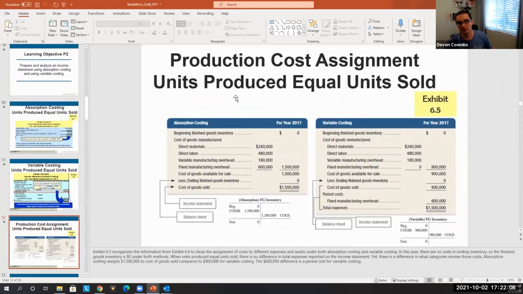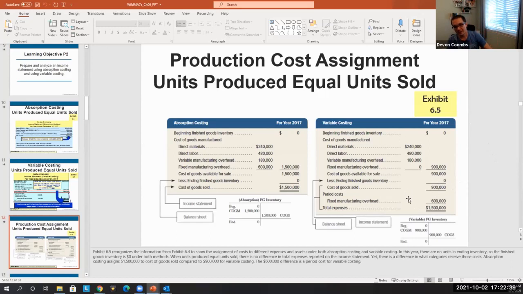So this goes and shows you production cost assignments, units produced equals units sold. So this is what a variable costing statement and absorption costing statement look like if you have an equal amount of units produced and sold. And so we just built something similar to this, right? We have the cost of goods sold is 1.5 million. And under the variable costing, the cost of goods sold is only 900,000 because it's $10 less per unit.